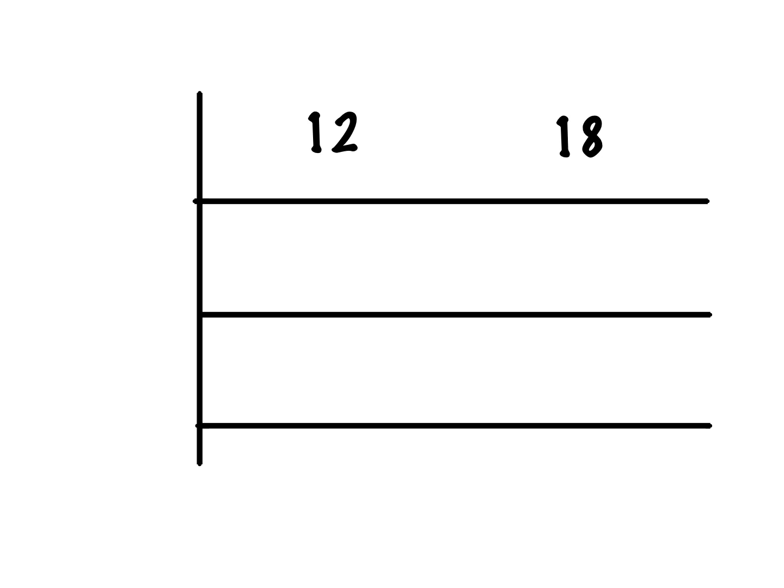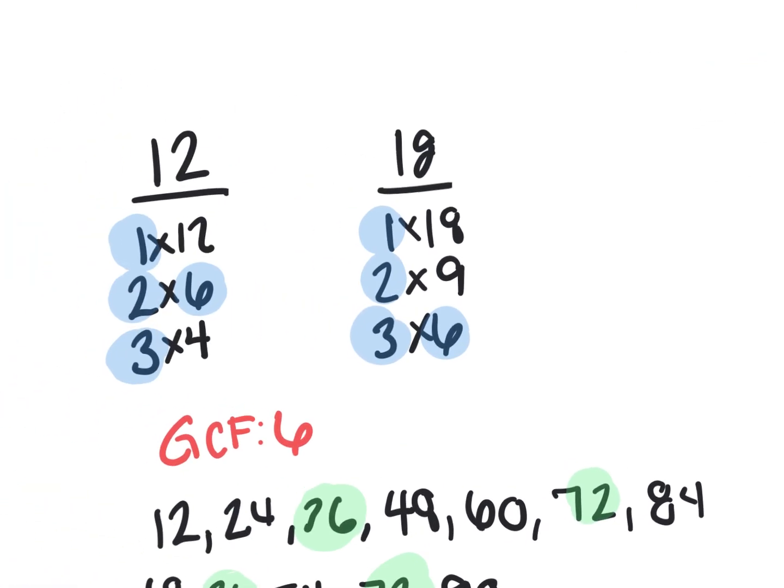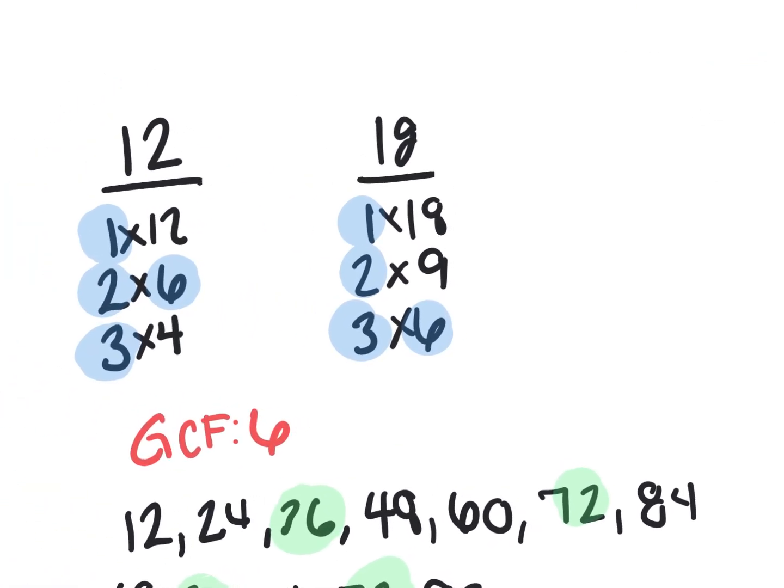Gus, give me one. 2. 2. What else, Liv? 1. 1. What else? 3. 3. What else? 6. 6. Yeah, it's actually those same factors we just highlighted over here. You guys hit all of them. 1, 2, 3, and 6.